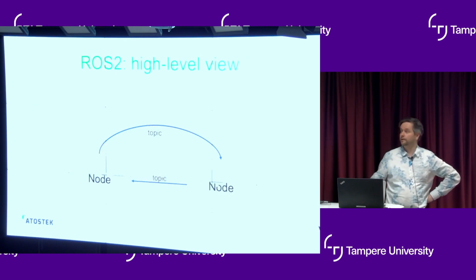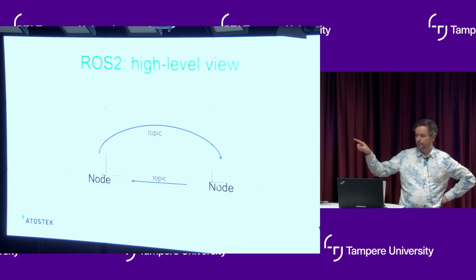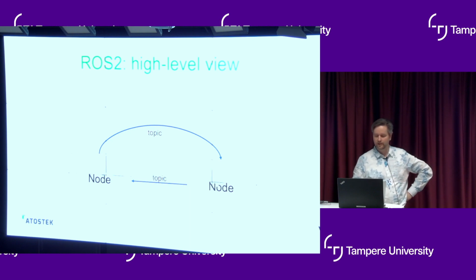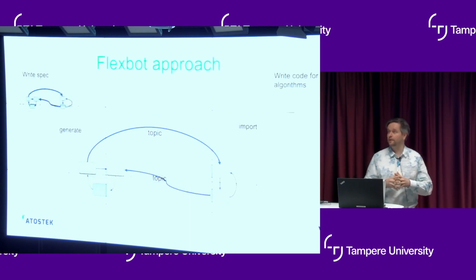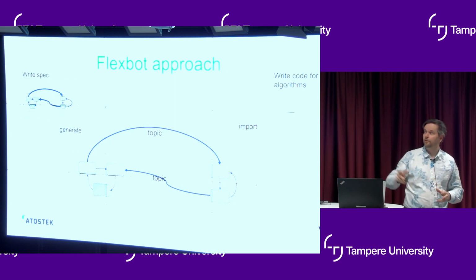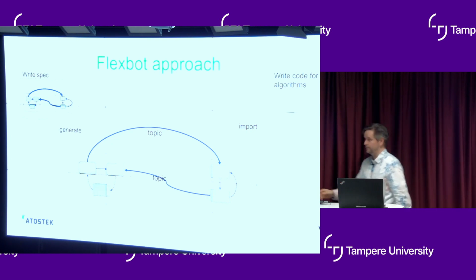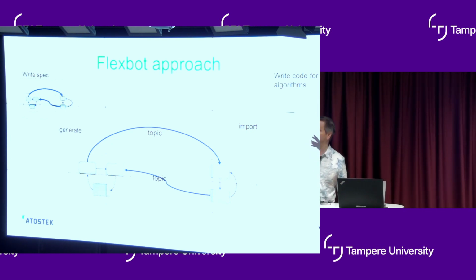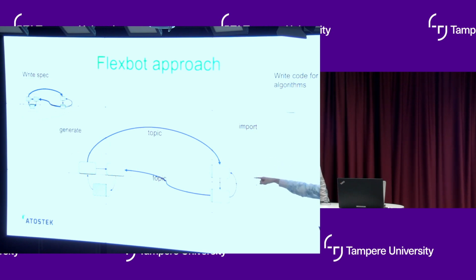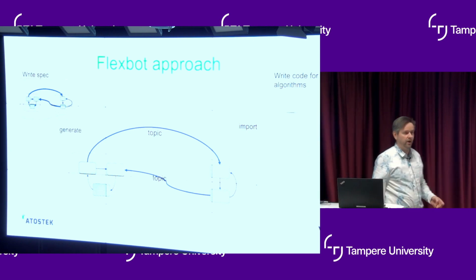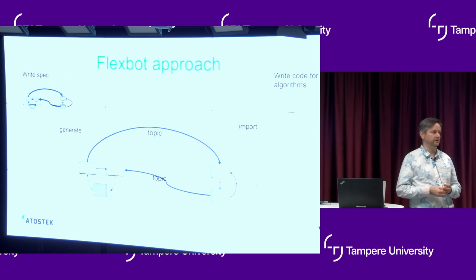So to contrast this to ROS2, in ROS2 you have these nodes. These would be standalone processes and some topics connecting them, and you have your gears, your machinery, or your algorithms inside, and then you are sending and receiving. In FlexBot it's a little bit more complicated. So you have the specification on the left, and then your algorithms or message handlers on the right, and these are just imported, and then the actual software is generated from the specification and put together from these. And the plumbing you don't need to write manually, just write the specs.